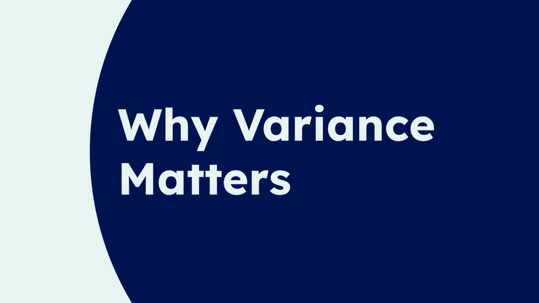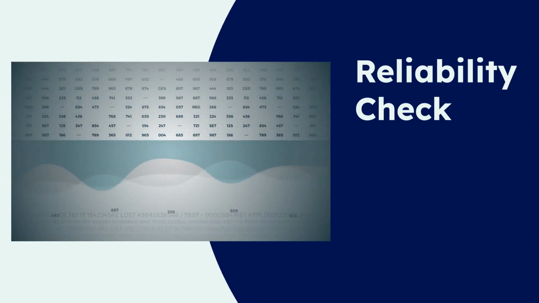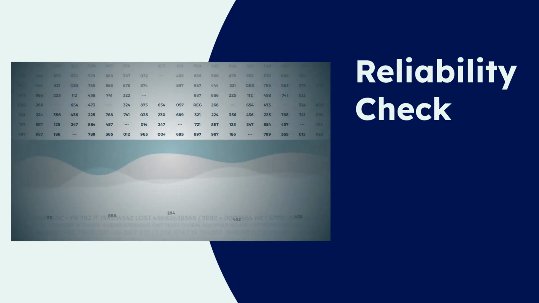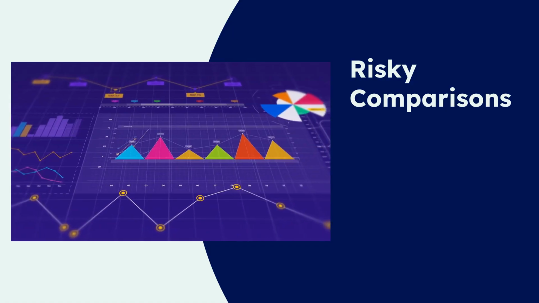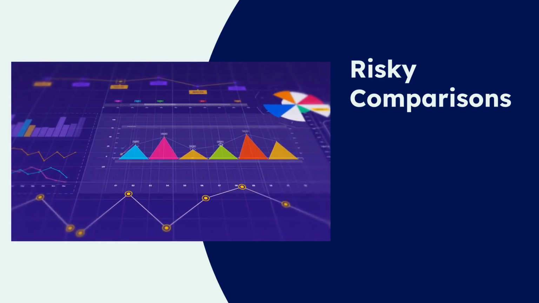This practical example leads us to the crucial point of why variance is so important in statistical analysis. Large differences in variability, or variance, between datasets significantly affect the reliability and interpretation of your results. When variances differ substantially, comparing the means of two groups becomes statistically risky because the variability itself might be the most important finding.